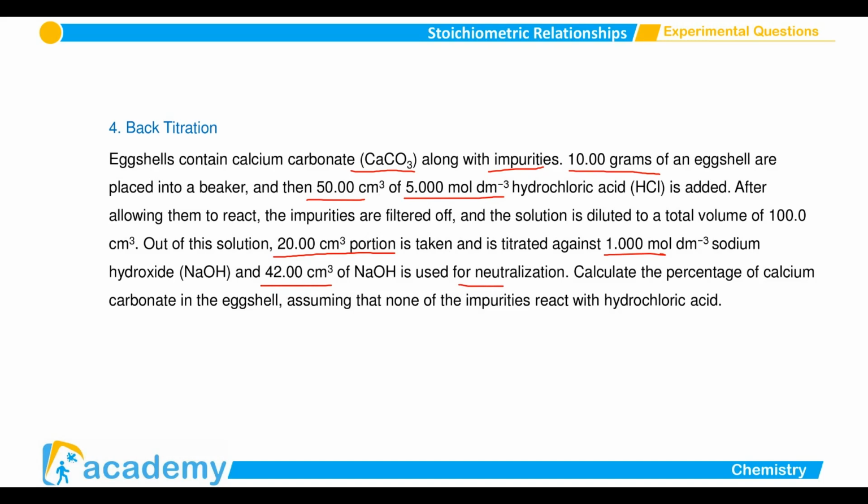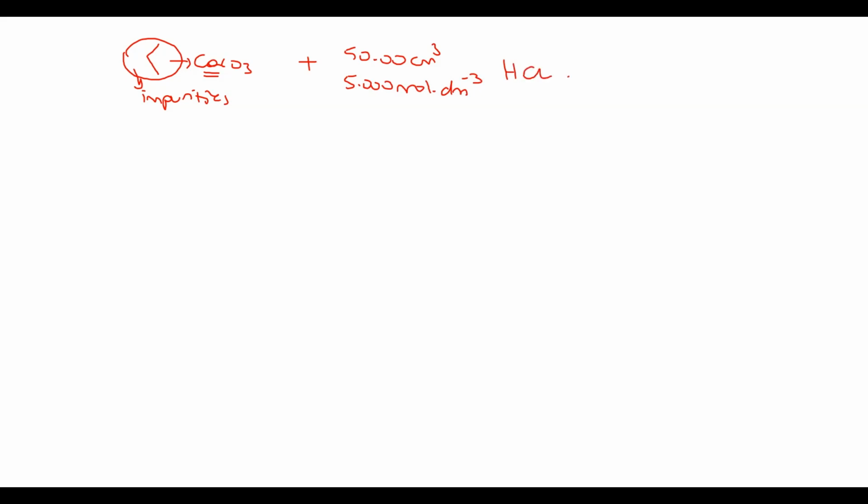hydrochloric acid. So how do we start this type of question? I suggest you draw diagrams to follow the question. You have an eggshell, and some of it is calcium carbonate and the rest is impurities. Only calcium carbonate reacts with hydrochloric acid. So on the eggshell you add 50 cm³ of 5 molar hydrochloric acid, and you allow them to react.